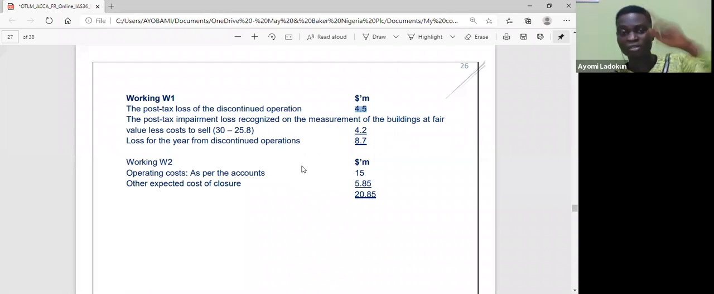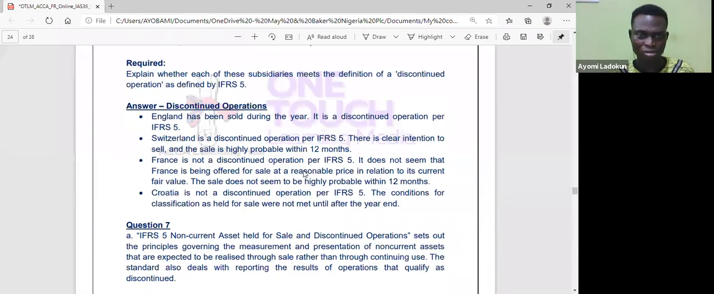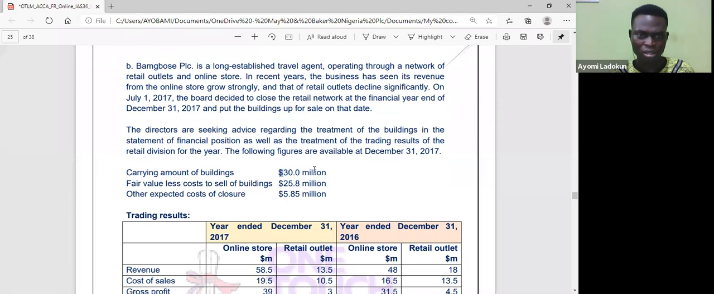The first one is post-tax profit or loss of the discontinued operation. The second one is post-tax gain or loss as a result of measurement of fair value less cost to sell. So you now go to the question: where's my fair value less cost to sell? I think we have it. Can you see? This is the carrying amount and fair value less cost to sell. If you look at the fair value less cost to sell, it's lower than the carrying amount.